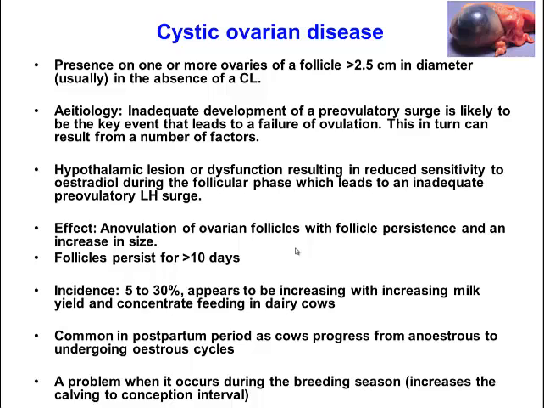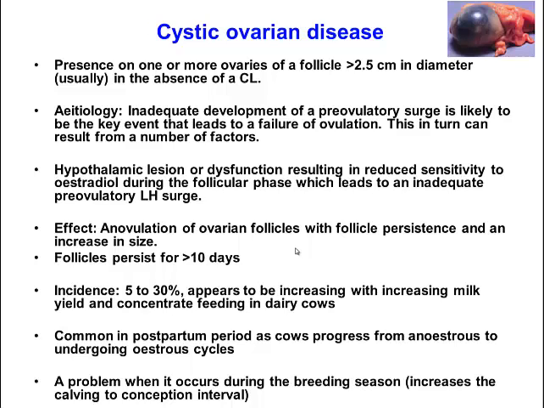The condition is quite common, particularly in dairy cows, where up to 5 to 30% of a herd following calving may experience a period of time where they develop cystic follicles. Cows that are producing lots of milk and are being fed a high concentrate diet are more susceptible to cystic ovarian disease, as well as there being a number of other predisposing factors. As mentioned, it's not an uncommon finding, and it may be part of the normal transition in some cows from anestrus, that is not ovulating, to undergoing regular estrus cycles when they're ovulating.